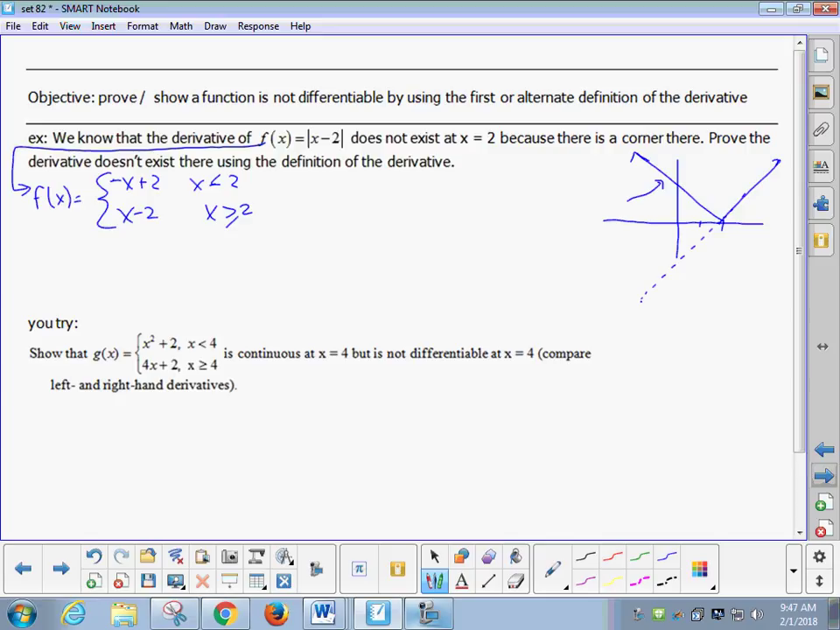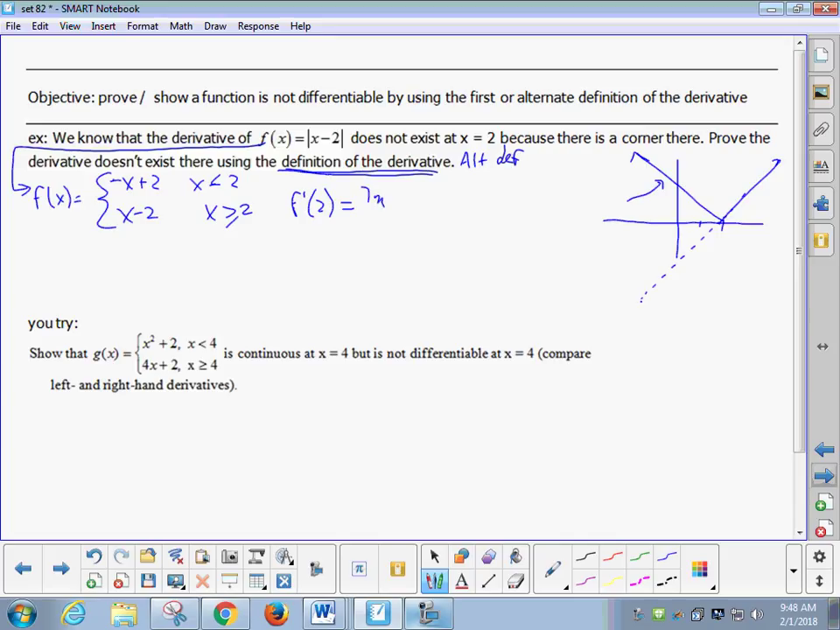Now, in a lot of problems, we then took the derivative of those pieces, but that's not the question. It says to show it doesn't exist using the definition of the derivative. So by the definition of the derivative, f prime at 2 is, I tend to think the alternate definition is the best for here.